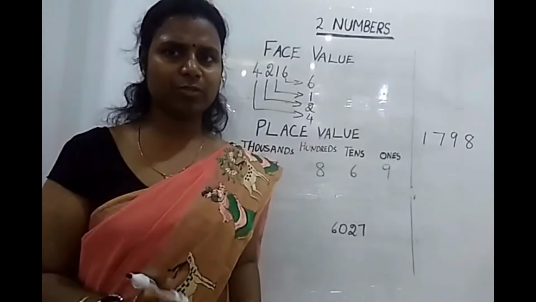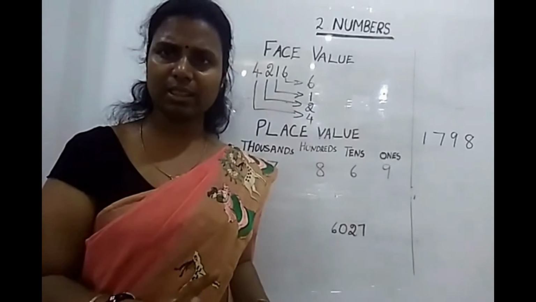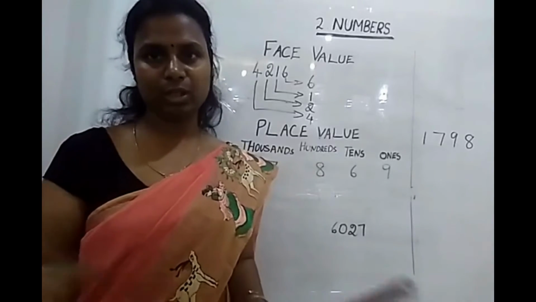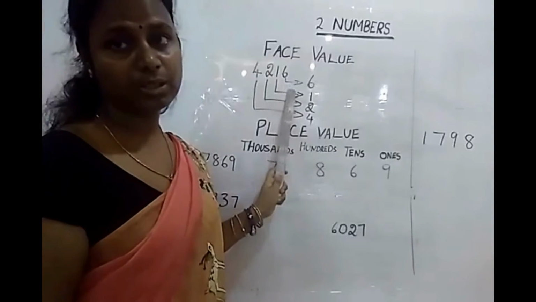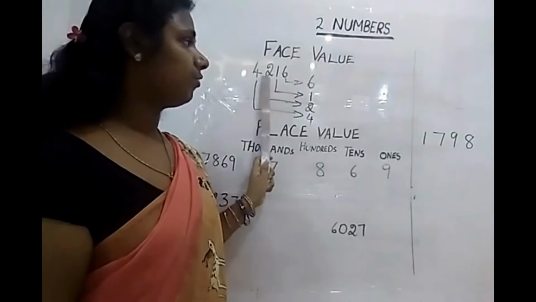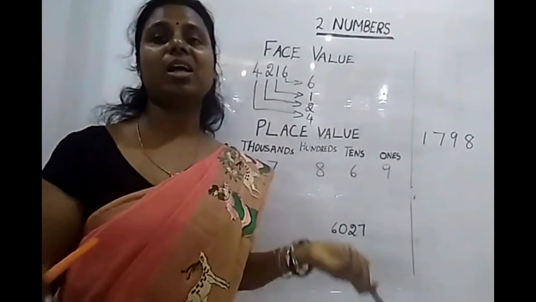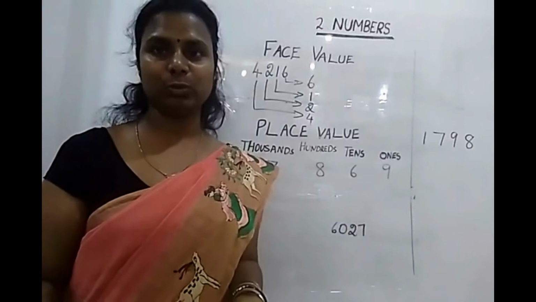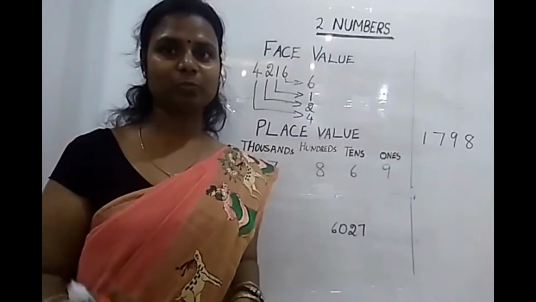Understood everybody what is face value? No need to think anything. Just look at that digit and say that digit. That is the face value of that number. By looking at 6, you can say the face value of 6 is 6. The face value of 1 is 1. The face value of 2 is 2. The face value of 4 is 4. The face value of any number is that same number. That is face value. Understood? Shall we move to place value now?